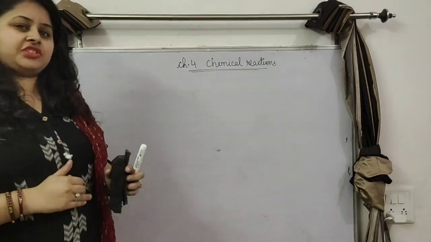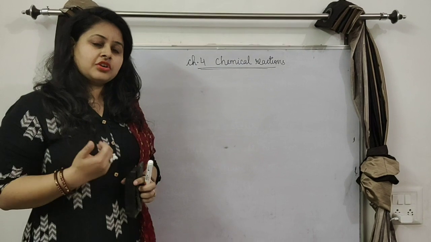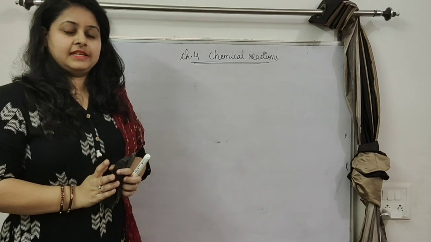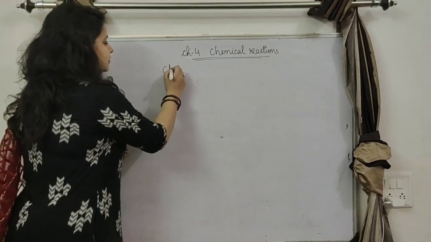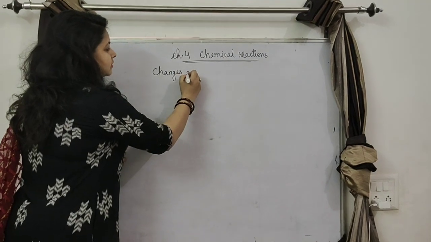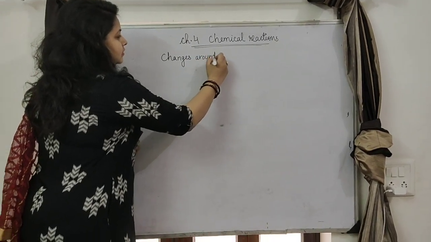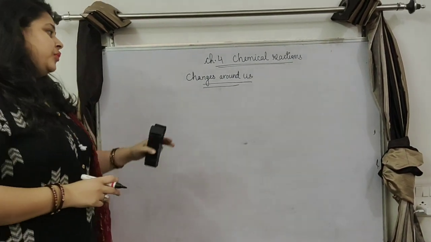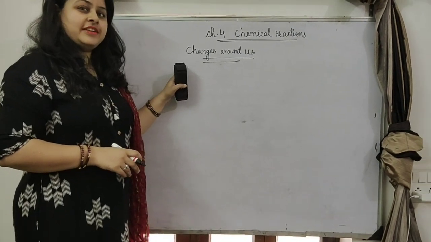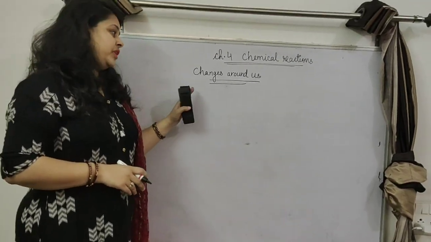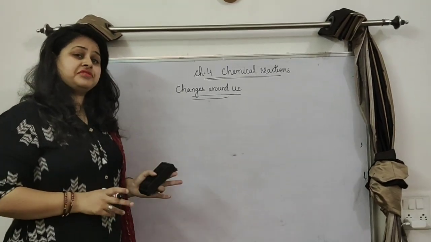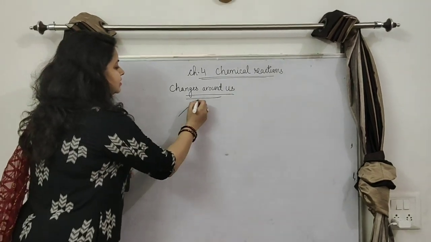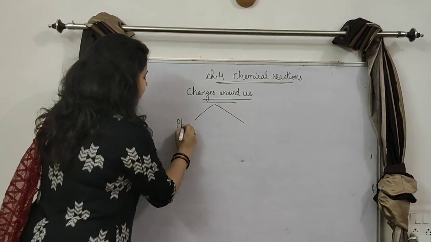Before starting this chapter, I just want to recall a topic that we have already done in grade 6, that is changes around us. So, how many of you are remembering this? We have done in 6th grade changes around us, where we have studied that a lot of changes are taking place around us, and we have categorized those changes into 2 types.